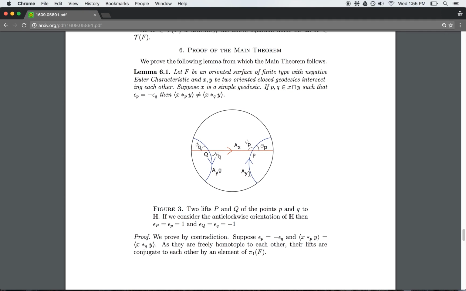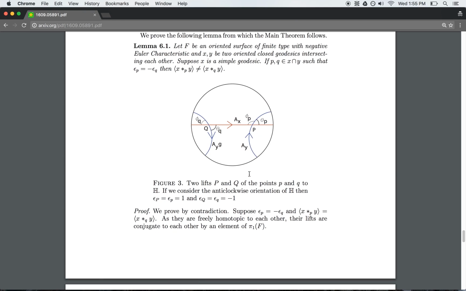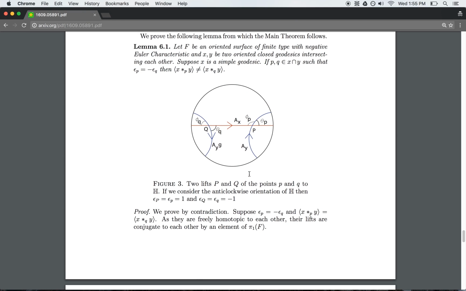the loop product of X and Y at P is not equal to the loop product of X and Y at Q. Figure 3. Two lifts P and Q of the points P and Q into the upper half plane. If we consider the anti-clockwise orientation of the upper half plane, then the sign of P equals 1 and the sign of Q equals negative 1.